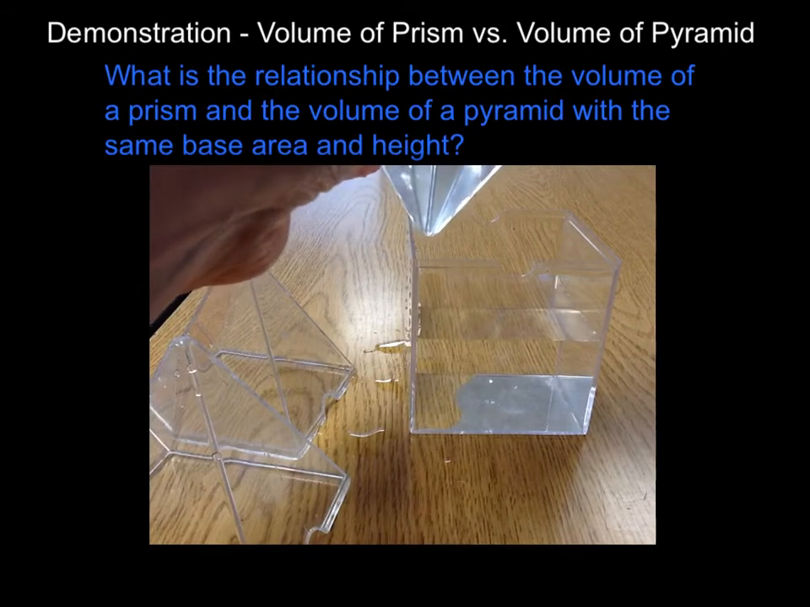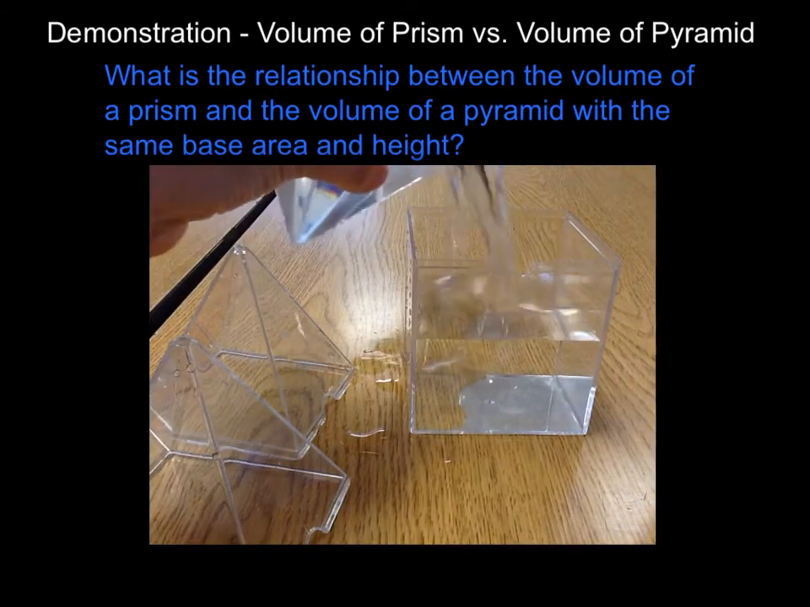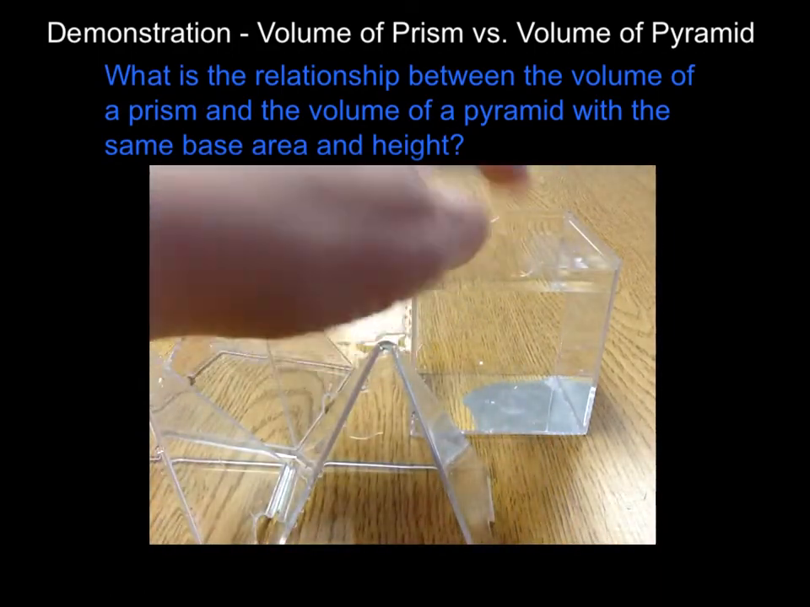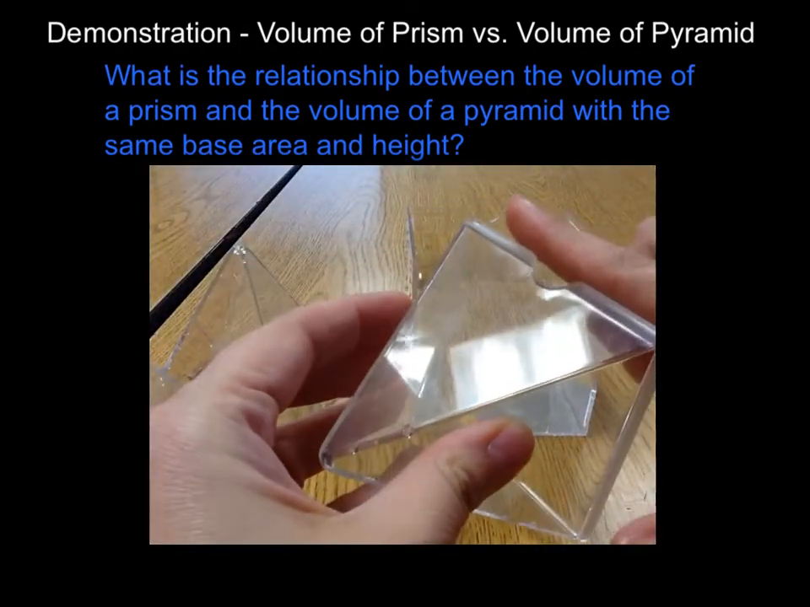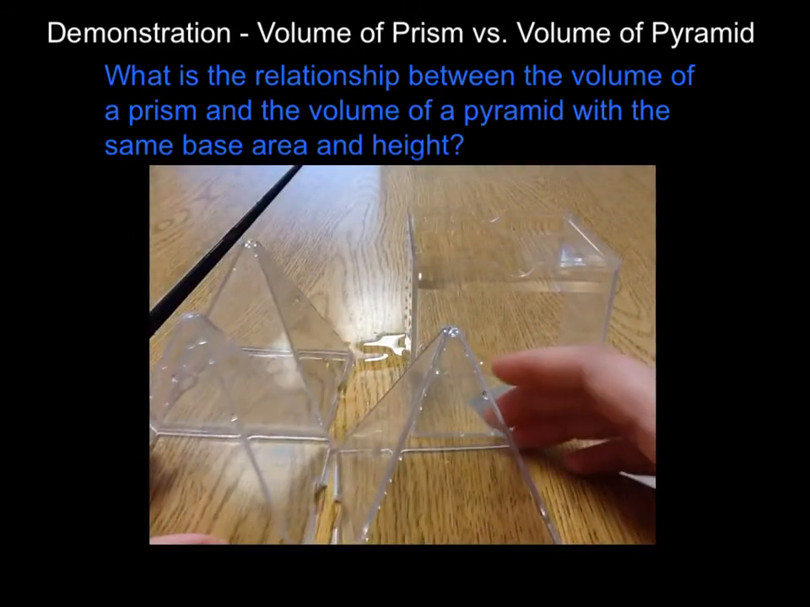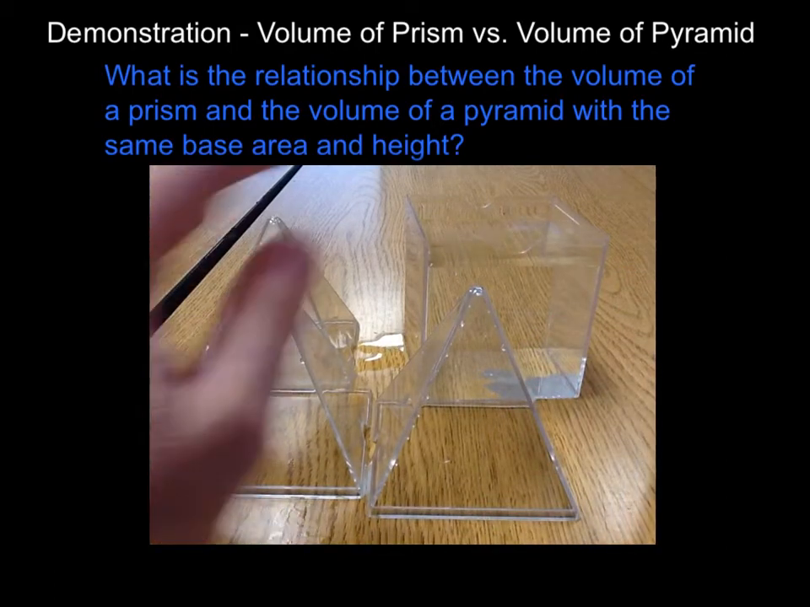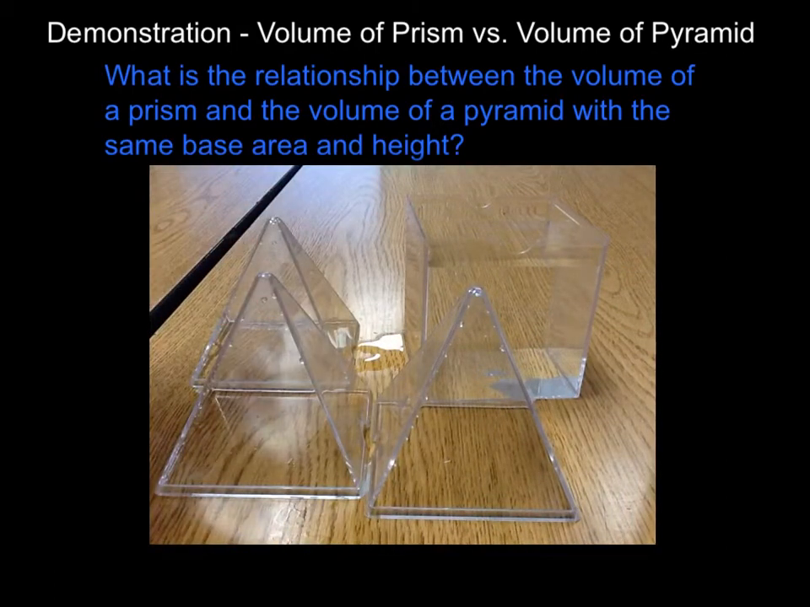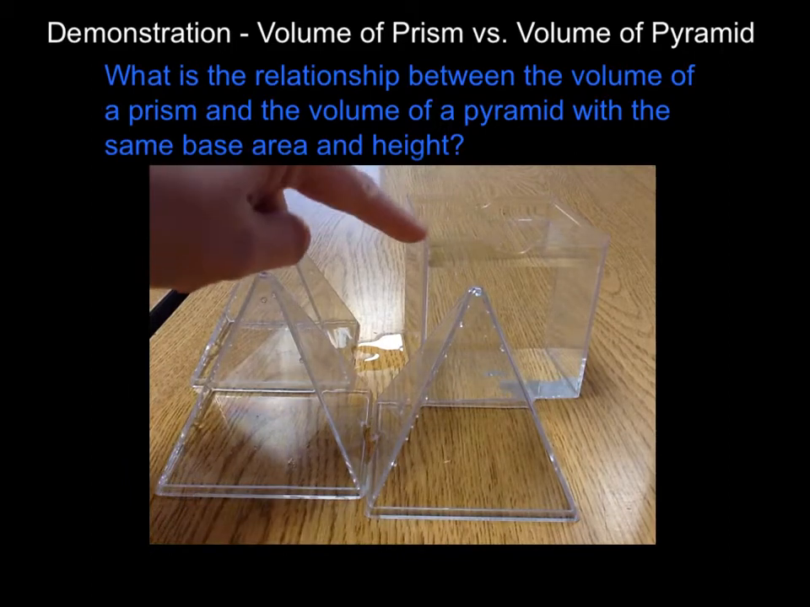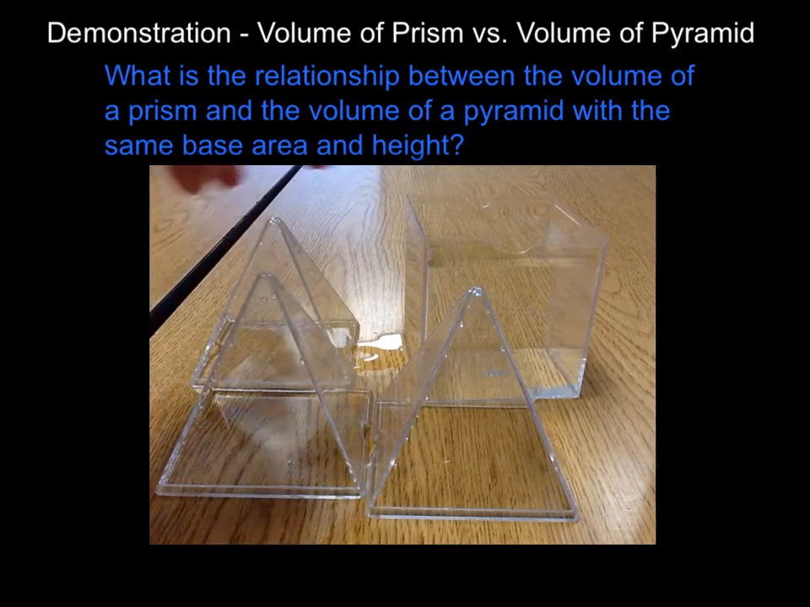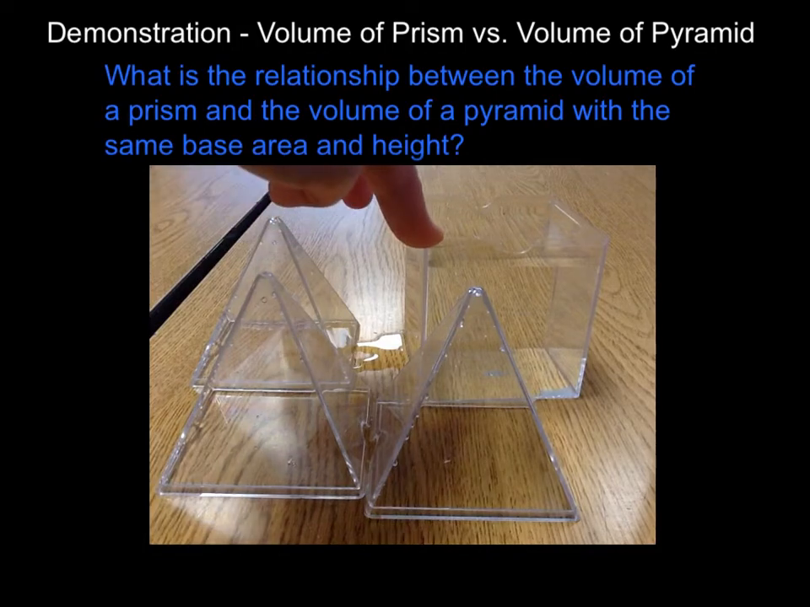And now 3 pyramids. Now, because there's this little dip right here and a little dip right here, I couldn't fill it all the way to the top. But what I'm hoping that you can see from this is that it took 1, 2, 3 pyramids to fill this prism. So what is the volume of a pyramid versus the volume of a prism with the same dimensions?